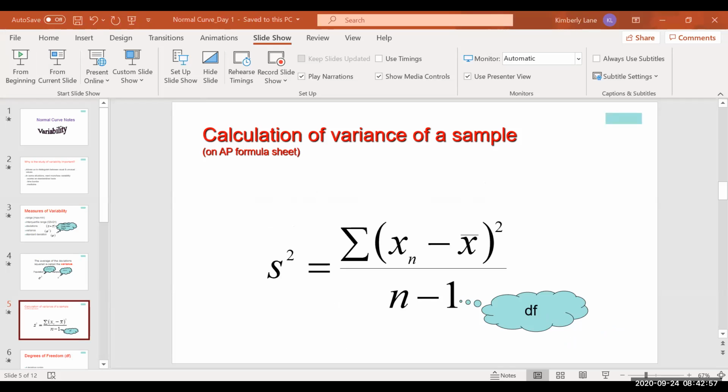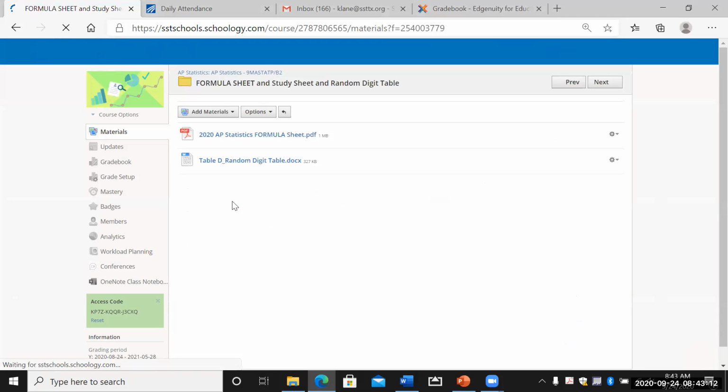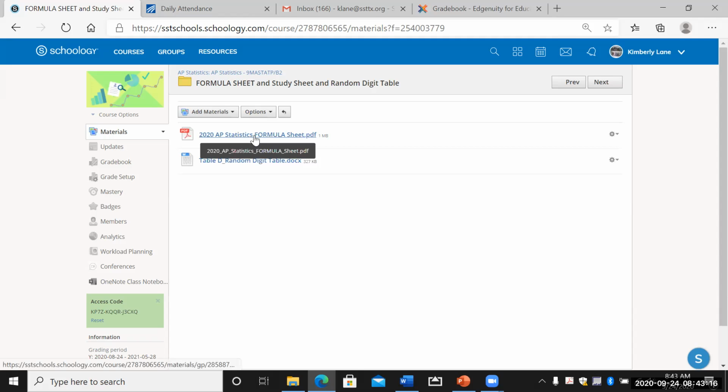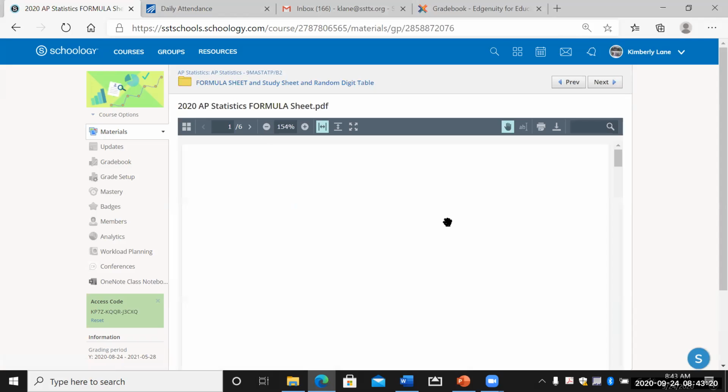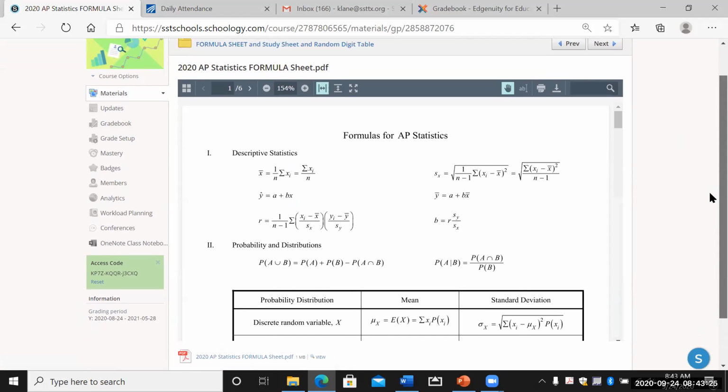So let me show you where this is located on your AP formula sheet, and also where your AP formula sheet actually is on your Schoology. So if you go to Schoology, right here in the yellow folder, it says formula sheet, study sheet, and random digit table, okay? So if you have a printer at home, I highly, highly recommend you printing this formula sheet, okay, getting familiar with it. These are the resources that you will have on the actual AP exam.